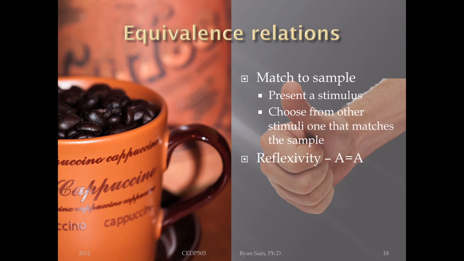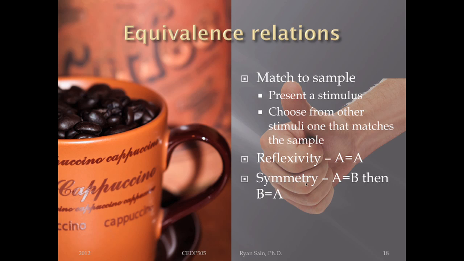Right? Reflexivity is what we just talked about. I'm going to show you an A. I want you to pick an A. So stimulus A equals stimulus A. So show you a truck, pick a truck. Show you coffee, pick coffee. That type of thing. Right? Symmetry. It's a little more difficult. Okay, most creatures do reflexivity, by the way. That's not hard for most species.